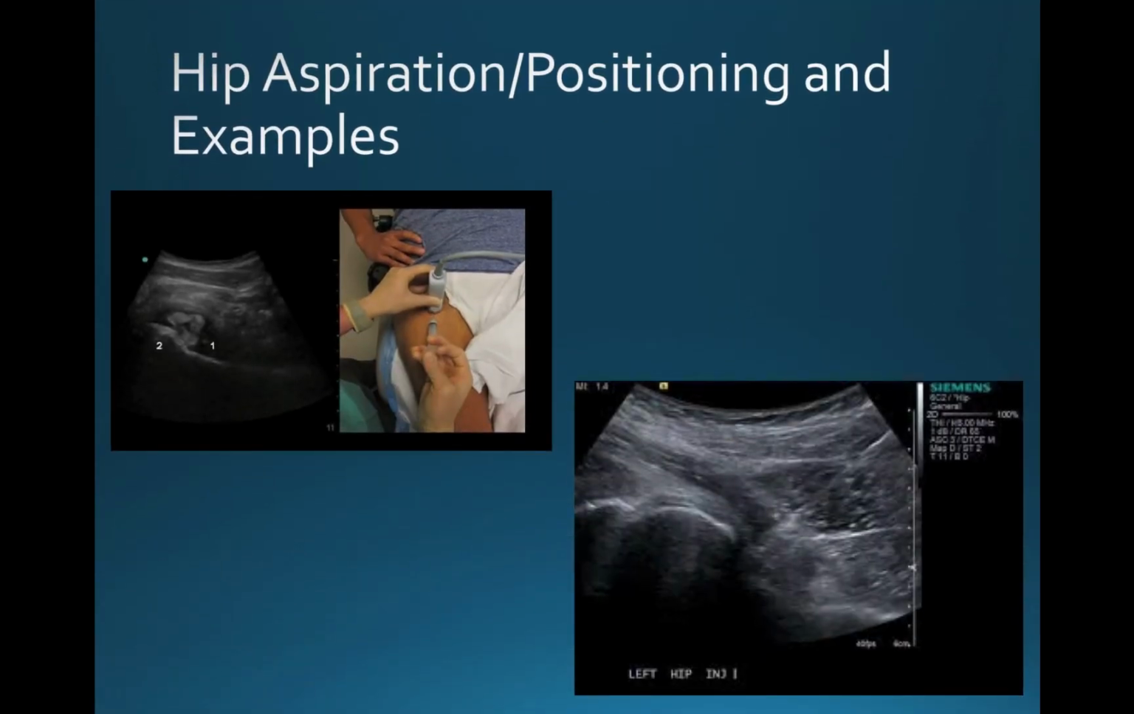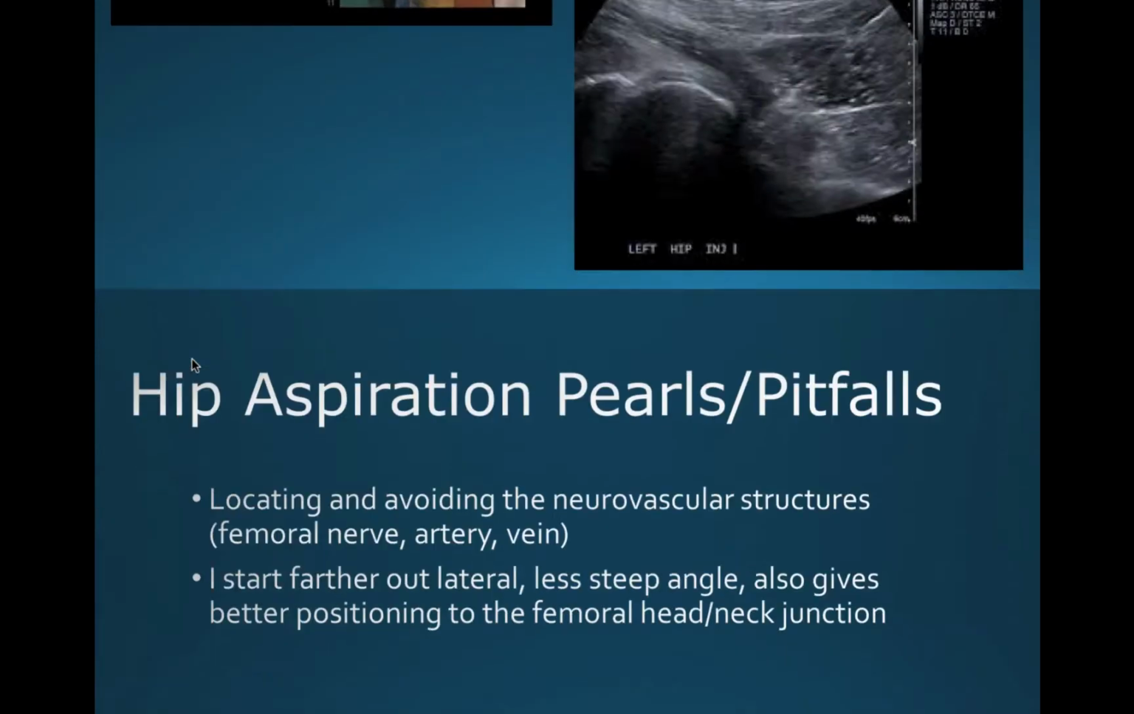Here's another diagram of our aspiration for our positioning. Here's our joint, so here's our femoral head, neck, and here's our needle going to the femoral head-neck junction to aspirate. Here's our positioning with the curvilinear probe in an oblique orientation to that femoral head-neck junction right there.